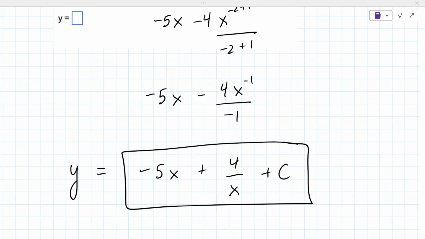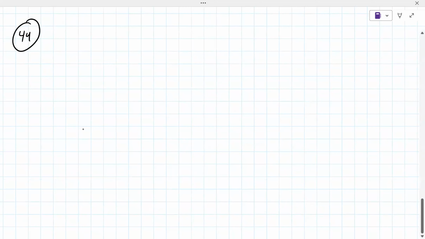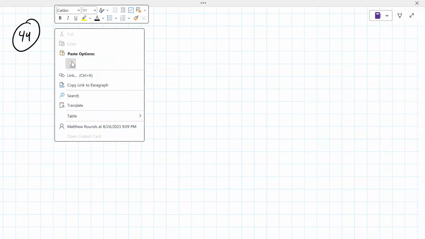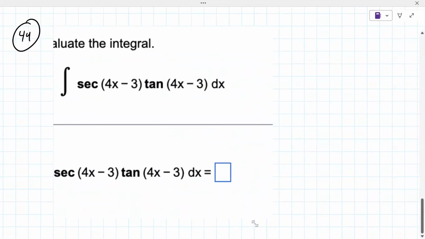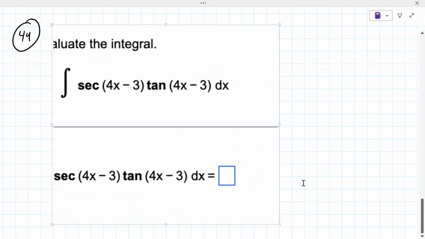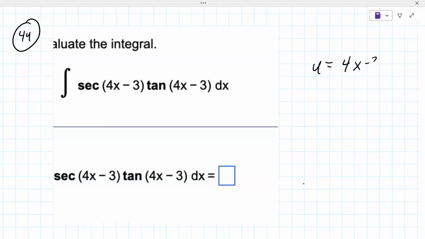All right, so next one here is 44. 44 is a u substitution. So u in this case is 4x minus 3, and du is 4 dx. The reason it's a u substitution is you actually know the integral of secant u tangent u. That's one of those to remember. If you can get it into that form, then you can take the antiderivative of it.